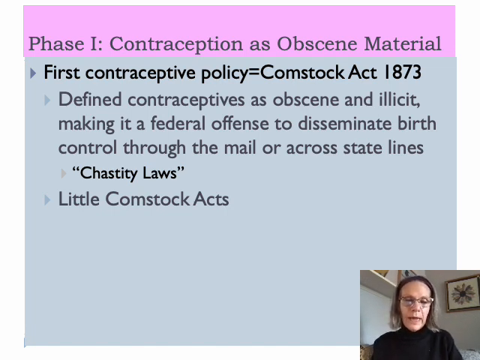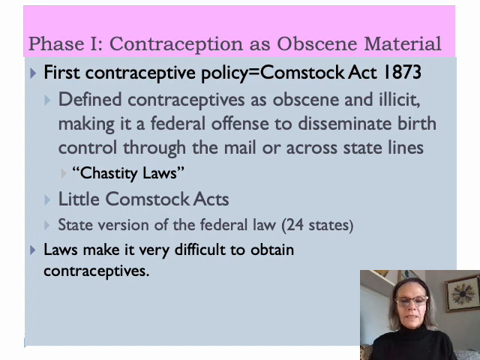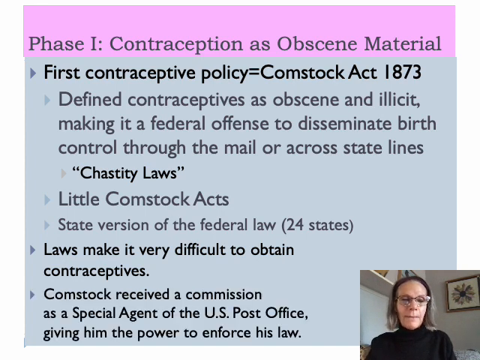And so states began to pass what were known as Little Comstock Acts. These were state versions of the federal law that made it a criminal offense to distribute contraceptives and to give out information about contraceptives. And so the states followed suit with implementation of their own laws. Because of both the federal law and the state level laws, access to contraceptives became very difficult in the United States. And so the first policy is to crack down on access to contraceptives.